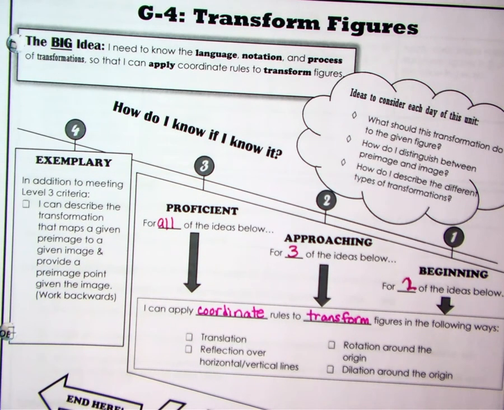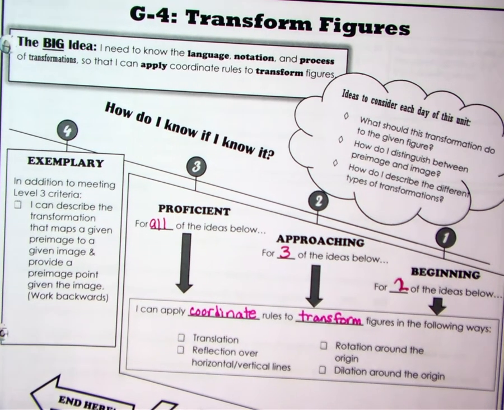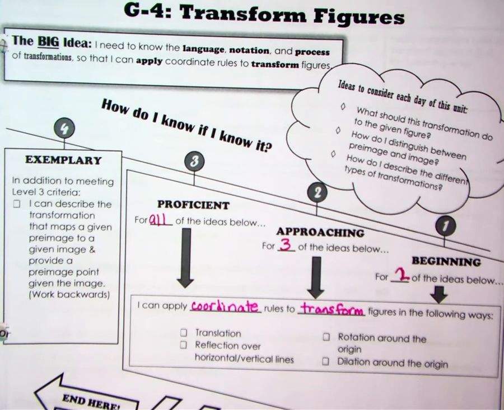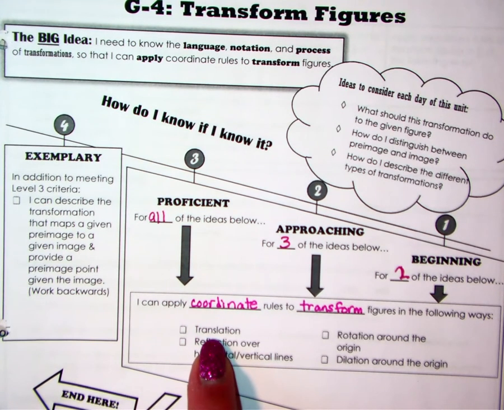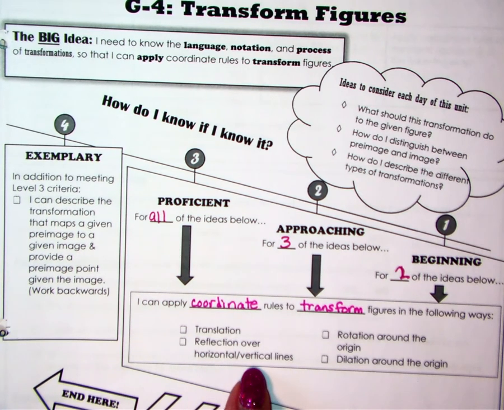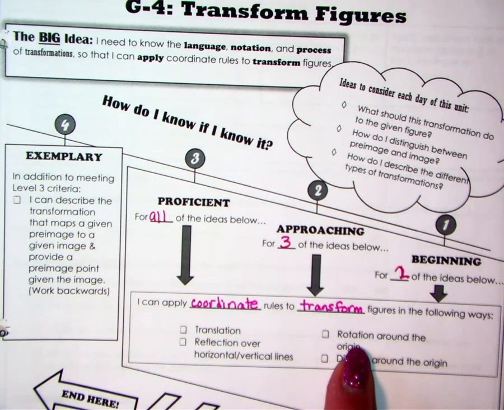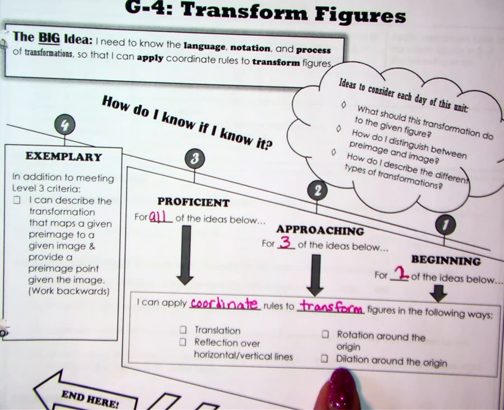All right, geometry. So here we go to finish standard 4. We have dilations today. In class 12, we talked about translations. In class 13, we talked about reflections over the horizontal and vertical lines. In class 14 yesterday, we talked about rotations about the origin at 90 degrees, 180 degrees, and 270 degrees. And so today we wrap it up with dilation about the origin.